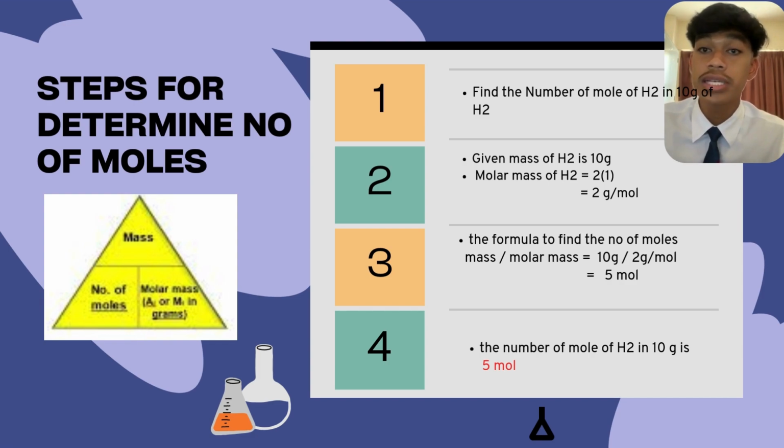So the third step is the formula to find the number of mole, which is mass over molar mass. So mass over molar mass equals 10 gram over 2 gram per mole. So we got the final answer, which is 5 mole. So the final conclusion is that the number of mole of H2 in 10 gram is 5 mole.